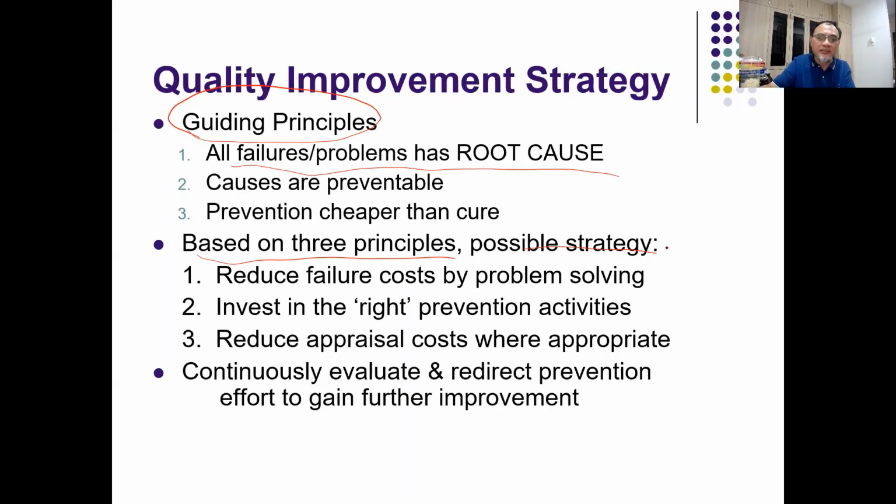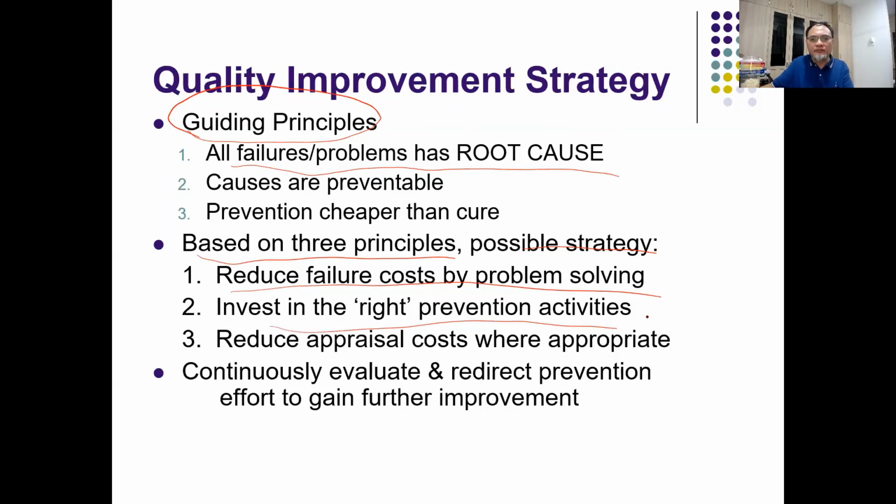The possible strategy is to reduce failure costs by problem solving. So the initial beginning project for improvement can focus on low-hanging fruits. Failure cost is very easy to be detected and costed and improved. So that's the first possible strategy.